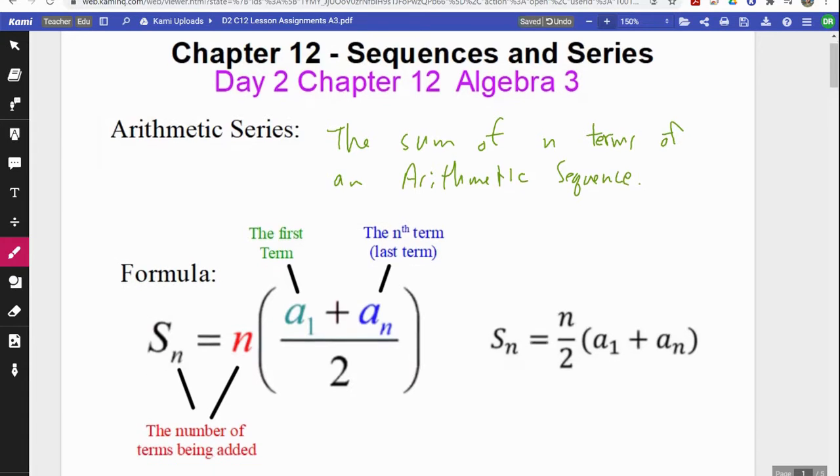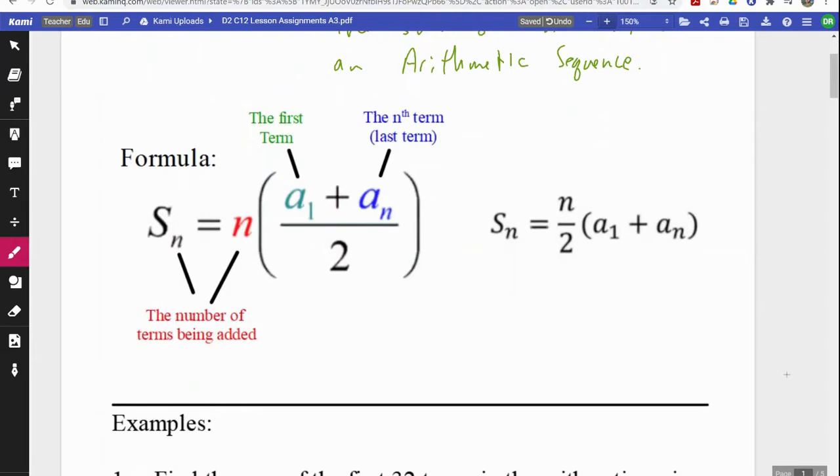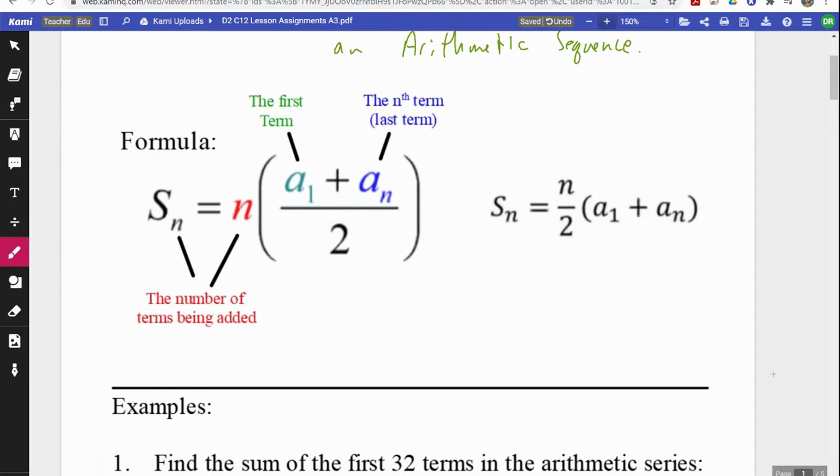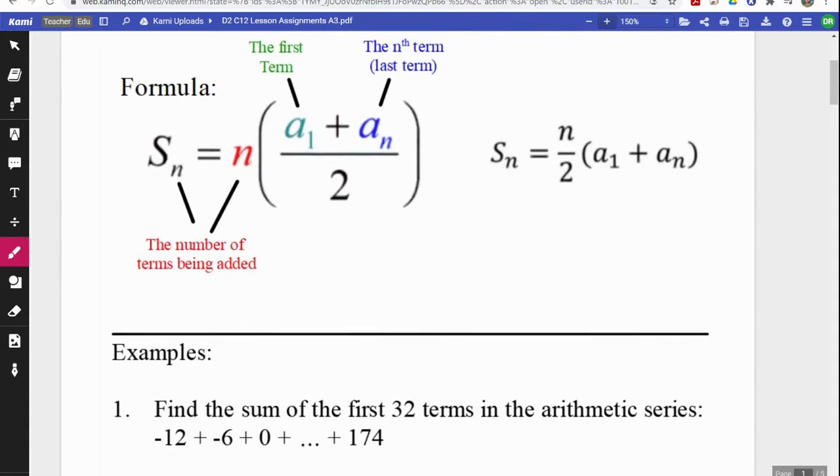There are two different formulas. They are actually the same. The first one has n up front, and then you have your first term and your last term that you're counting to on top being added, divided by 2. Or you could put the divide by 2 out in front with the n, and then just have in parentheses a1 plus an. They are effectively doing the same thing. And n is the number of terms being added together.